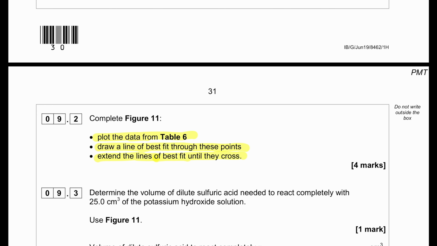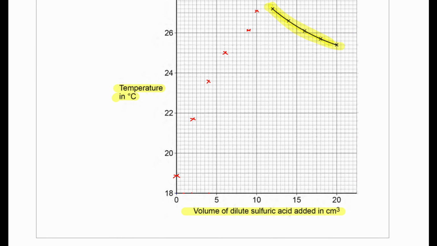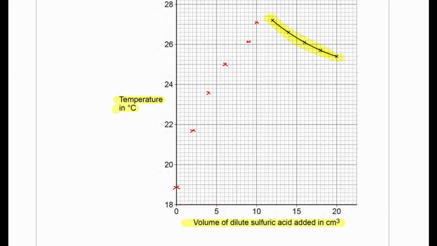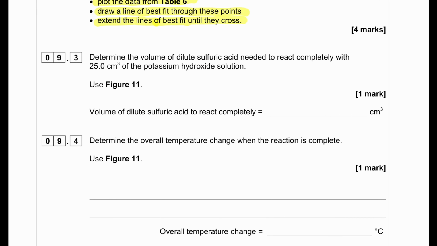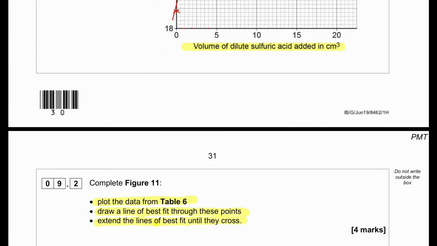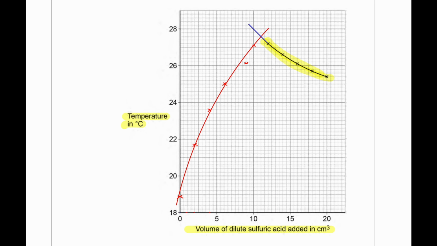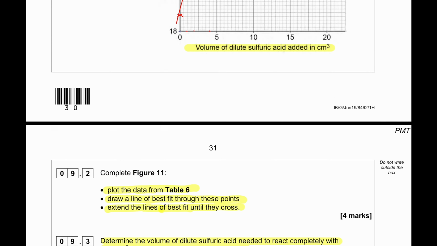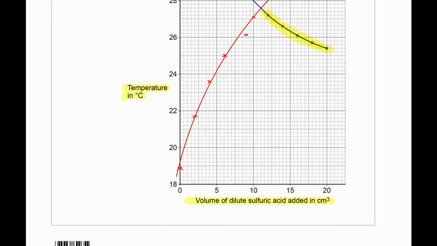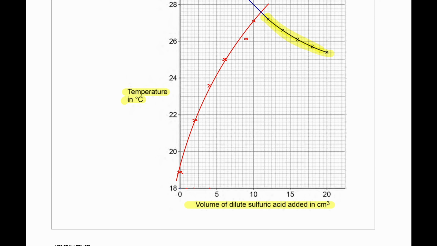So we have to also extend the line of best fit until they cross. Determine the volume of dilute sulfuric acid needed to react completely with 25 cm³ of potassium hydroxide solution. So to react completely with 25 cm³ of potassium hydroxide solution, our answer would be the point where it crosses.